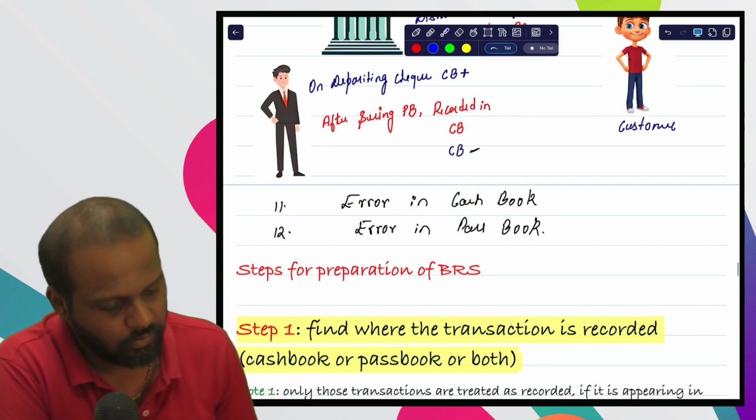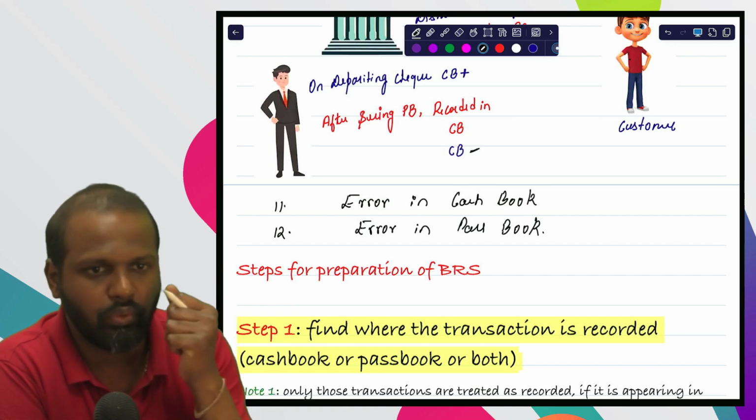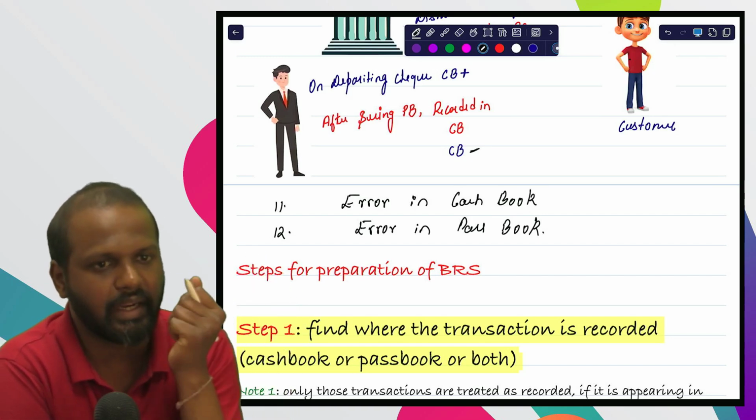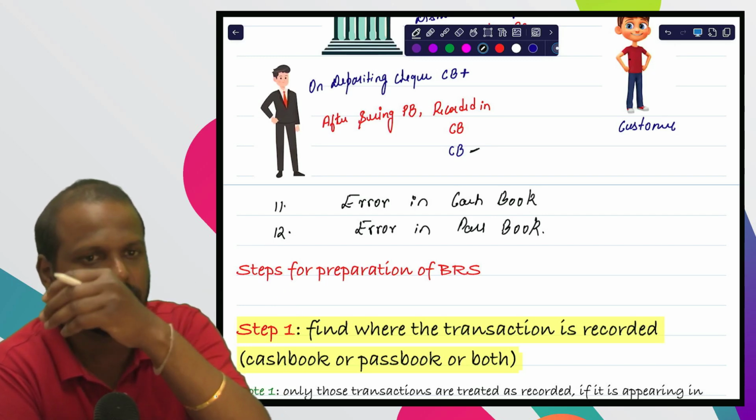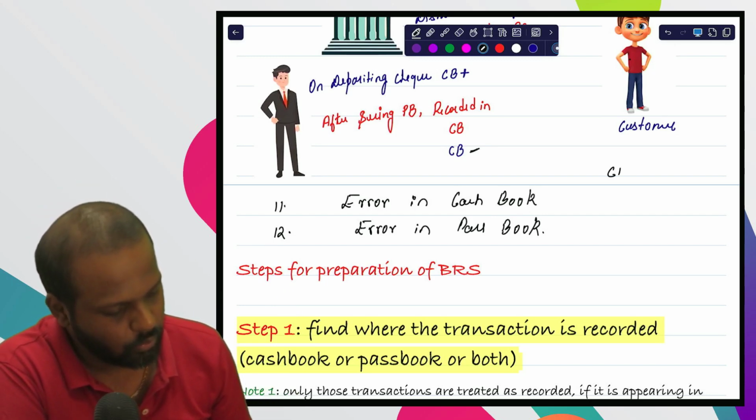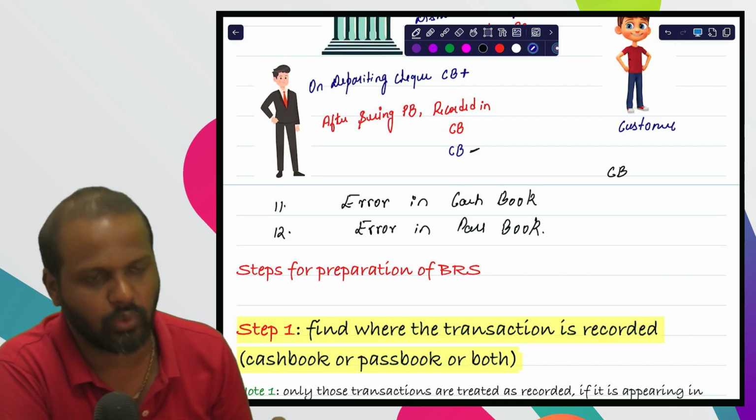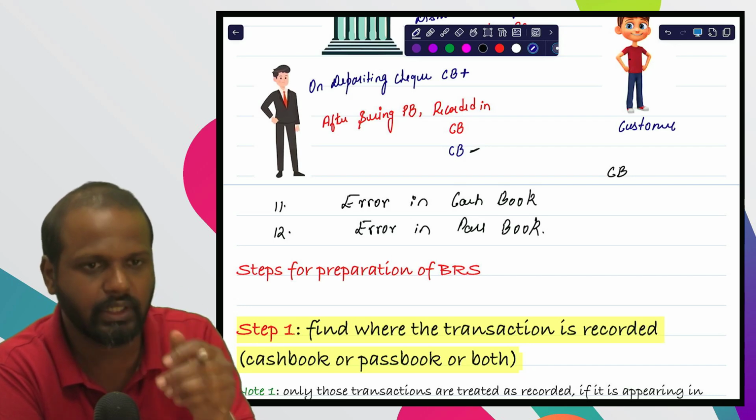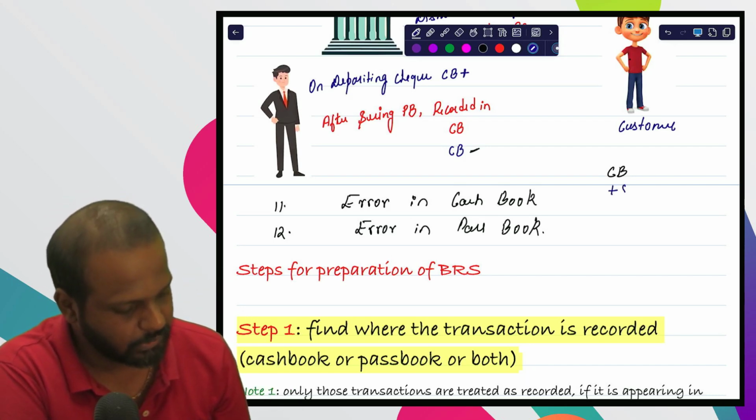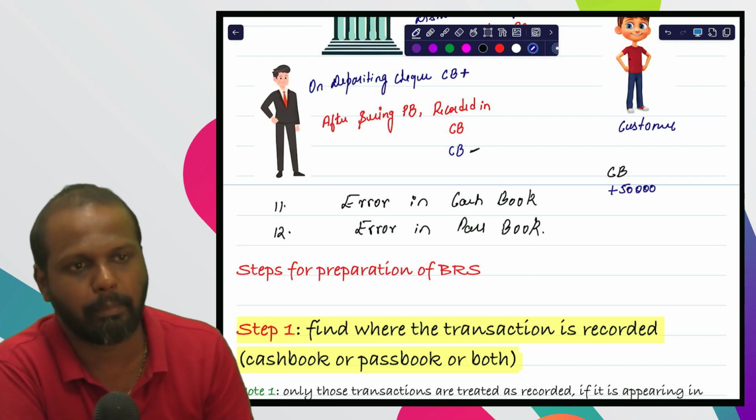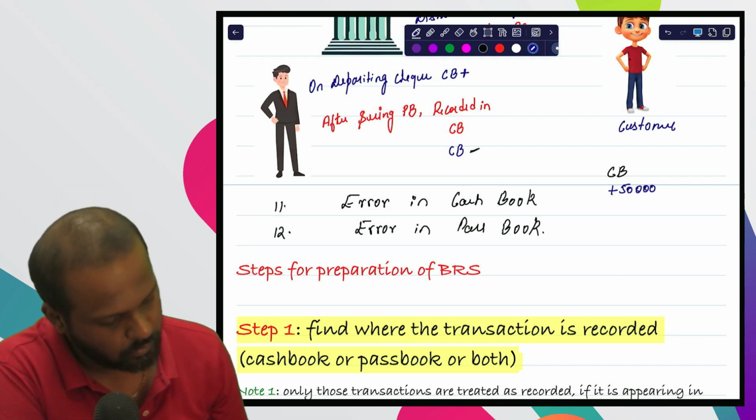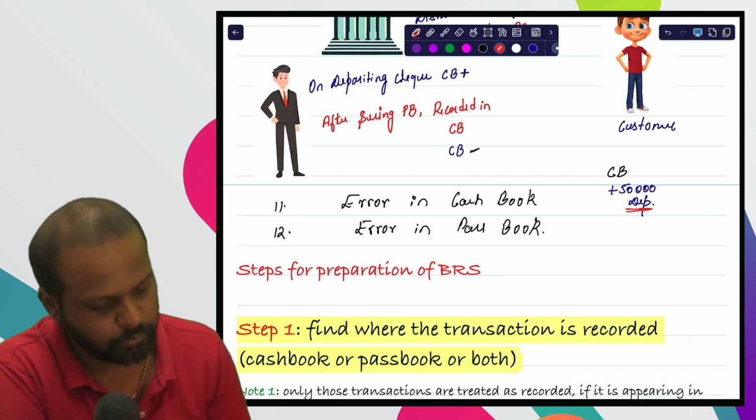Okay, see with an example, let us say I have to get 50,000 rupees from you. You issue the check, I receive the check and I deposit the check into my bank account. The day I deposit the check, first I will do the entry in the cash book. So in the cash book, I will do plus 50,000 in the bank balance.